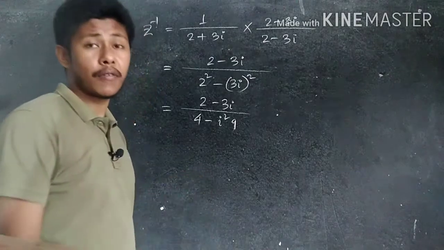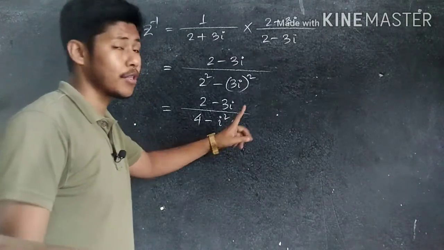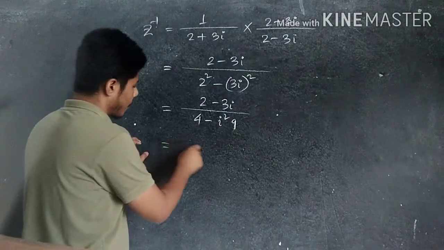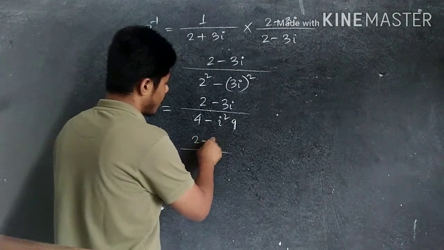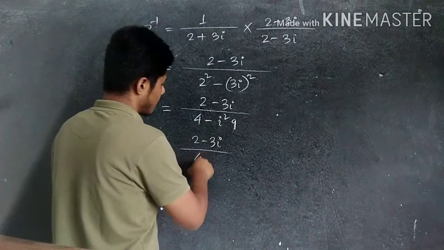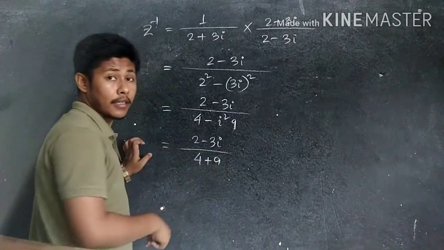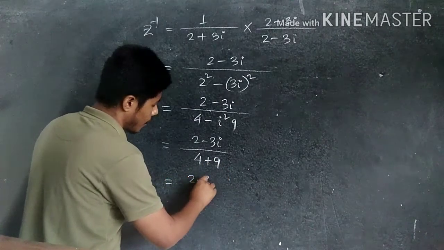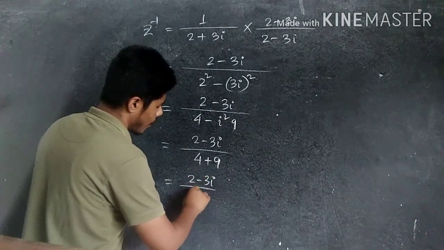So what is the value of i square? I square means minus 1. So minus minus becomes plus, and ultimately we get 2 minus 3i over 4 plus 9. That means we get 2 minus 3i divided by 13.